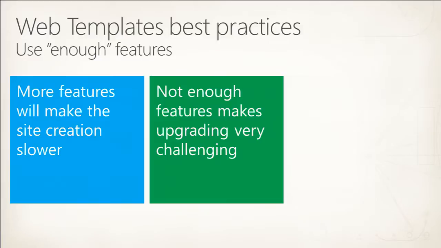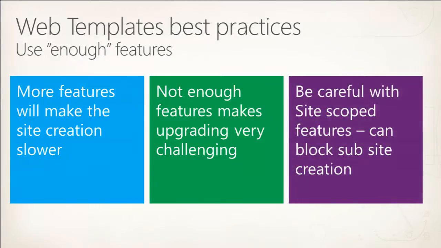Also, make sure that you create enough features. Don't create one feature and put everything in it. If you then want to upgrade that feature, if you want to add functionality to it, you might be having problems doing that because that will influence all the other stuff that you have on your site. So don't create too many features, but also don't create too few features. Just use common sense. You can have all your site columns in a single feature. You have your content types in a single feature. You might even be able to combine those two. Put your web parts in one feature. Just stuff like that. And again, be careful because site collection scoped features can block sub-site creation.